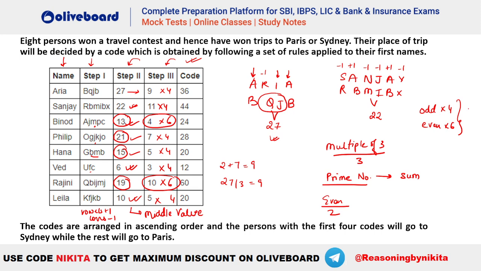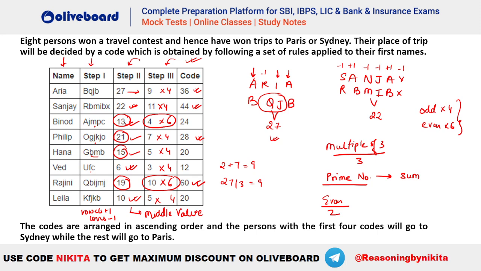Okay. Now, once you arrive at the code, then we have to find who is going to Paris and who is going to Sydney. So now it is given the codes are arranged in the increasing order of the persons, with the first 4 codes going to Sydney while the rest go to Paris. That means who all will be going to Sydney here? The topmost 4, right? So you can see that 60 will be going to Sydney here. Similarly, we have a 44, which is the next one. After 44, we have 36 here. And after 36, you can see we have 28.